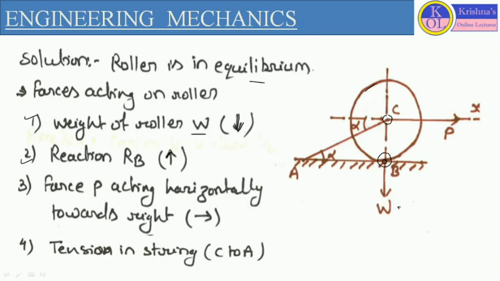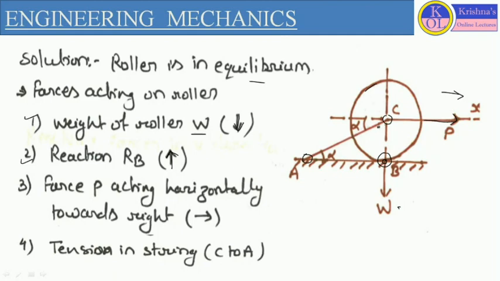So it will act in vertically upward direction. Third force is the external force. As I told you, the direction of the external force is given, P in positive x direction. And because of the application of this external force, here we are considering AC as the string, which is attached with the roller, and another end of the string is attached with the horizontal surface at point A. So this AC is the string.